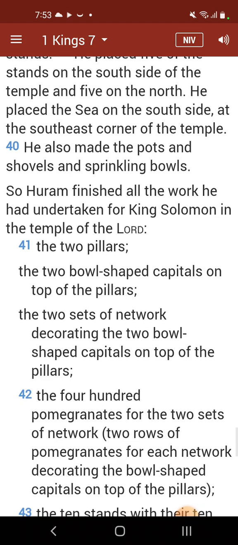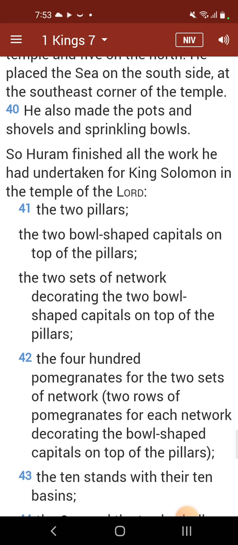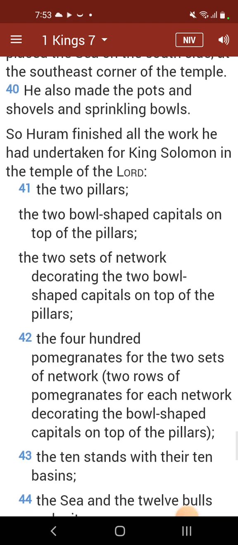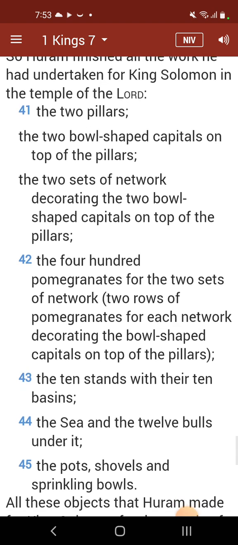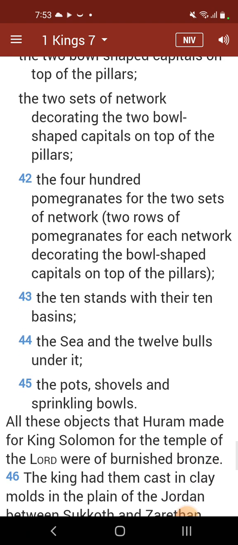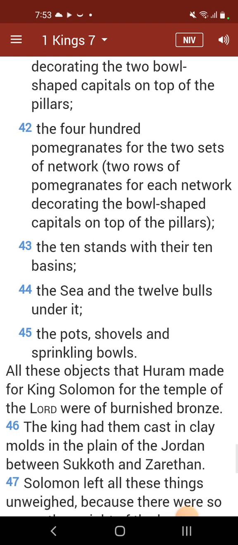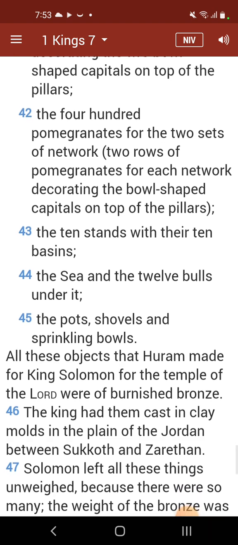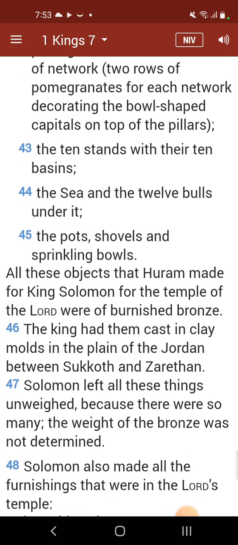The 2 pillars, the 2 bowl-shaped capitals on top of the pillars, the 2 sets of network decorating the 2 bowl-shaped capitals on top of the pillars, the 400 pomegranates for the 2 sets of network, 2 rows of pomegranates for each network, decorating the bowl-shaped capitals on top of the pillars, the 10 stands with their 10 basins, the sea and the 12 bowls under it, the pots, shovels, and sprinkling bowls.